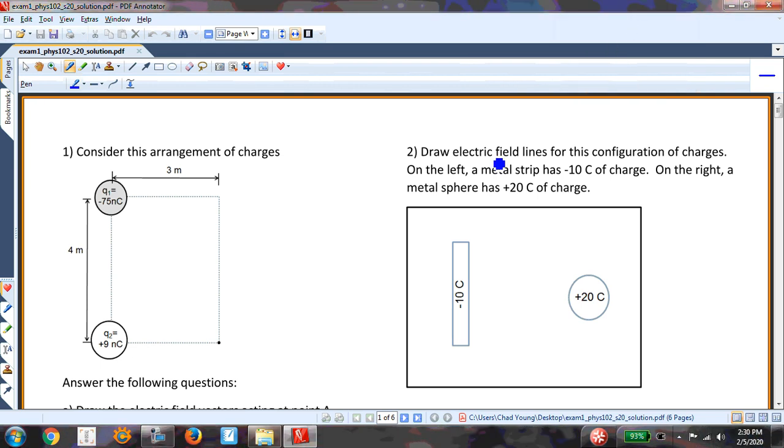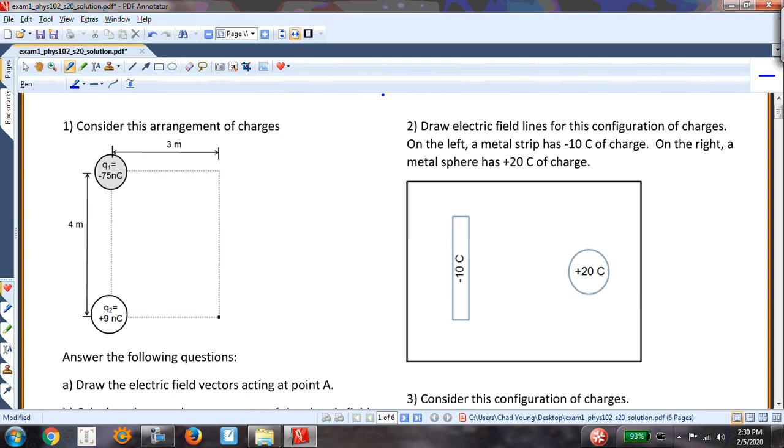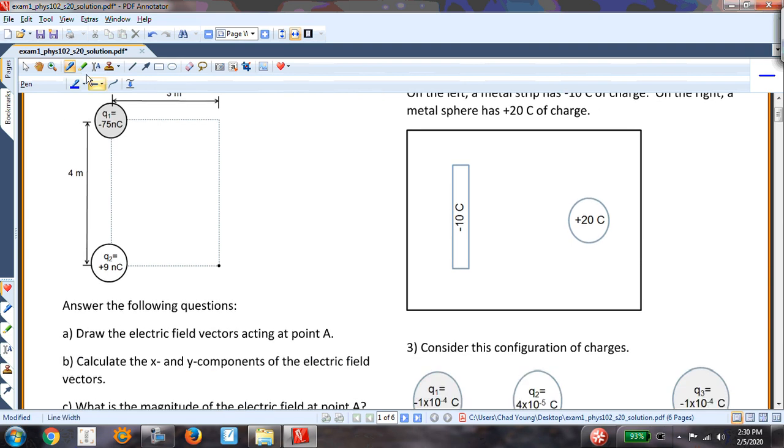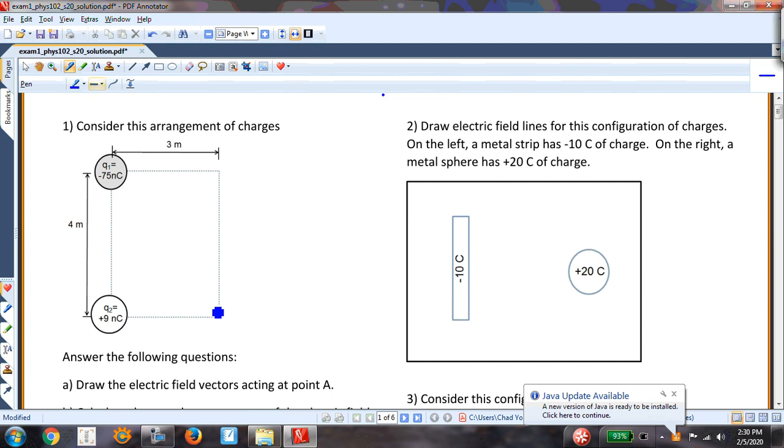Okay, this is exam 1 for Physics 102 in spring 20. Consider this arrangement of charges. Draw the electric field vectors acting at point A. Oh, and actually, I'll change this, but you're also supposed to find the magnitude and direction of those original vectors. So let's just draw them right here.